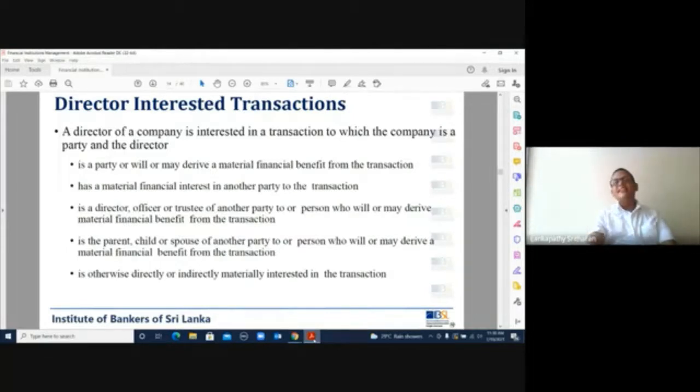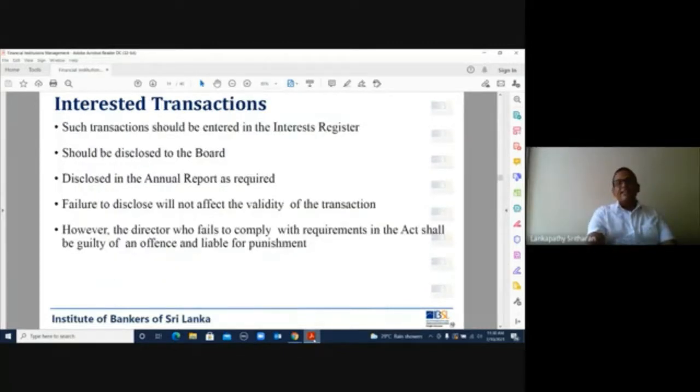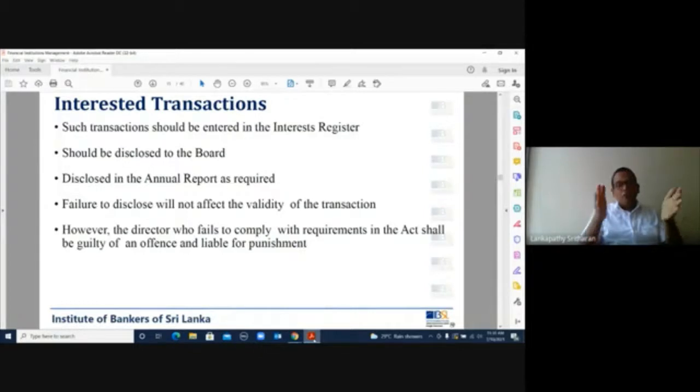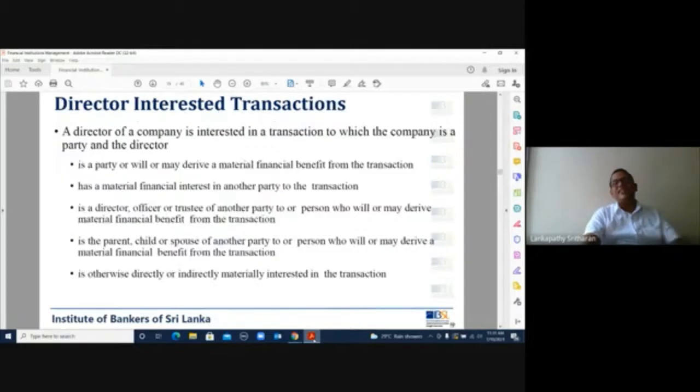Understand why we are saying this, director interested transaction? There are some other conditions on this. These types of transactions should be entered in the interest register. Understand? I think in the beginning of this class, I explained to you about the interest register. I said that if any transaction happens between the shareholder or director and the company, those should be recorded in the interest register. On top of that, if there are some director interested transactions, such transactions should be entered in the interest register. What are those director interested transactions? These are the director interested transactions. Understand?